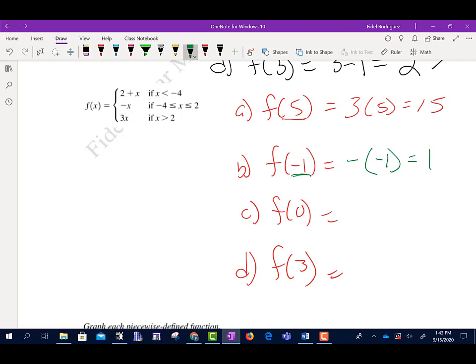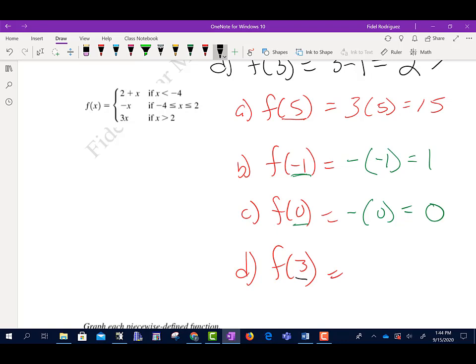Okay, so now I'm going to look at 0. Is 0 smaller than -4? No, it's not. Is 0 between -4 and 2? Yes, it is. So I'm going to use this part of the function again. Negative of 0. Well, the opposite of 0 is still 0, right? And we've got to do that one last time so that we can find f of 3.